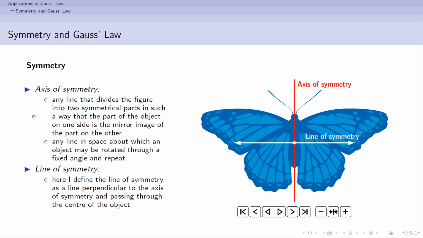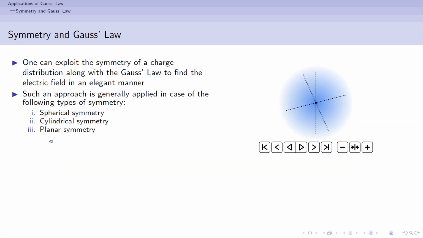So these are two things that we will define here, axis of symmetry and line of symmetry, and we will apply these ideas to the symmetric charge distributions that we are going to consider, and see how we can exploit the symmetry of the distribution and use the Gauss law to simplify the problem. So let us see how we can use that.